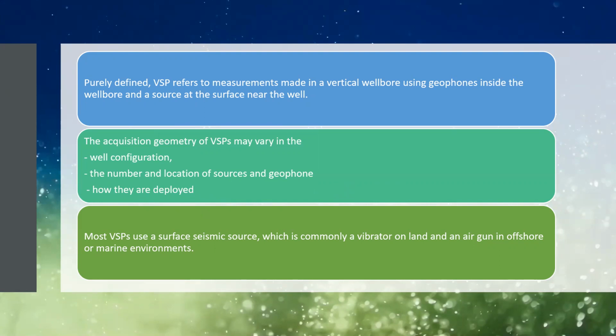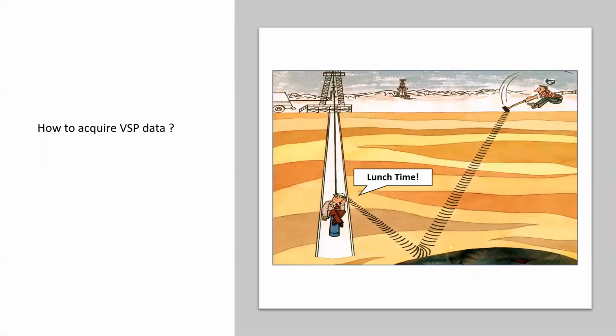Most VSPs use a surface seismic source, which is commonly a vibrator on land and an air gun in an offshore or marine environment. So how to acquire VSP data? As I said in the earlier slide, most VSPs use a surface seismic source, commonly a vibrator on land and an air gun in offshore or marine environments. Whatever the source, seismic energy is generated and seismic waves travel through the earth, and both direct and reflected events are recorded by geophones placed in the borehole.